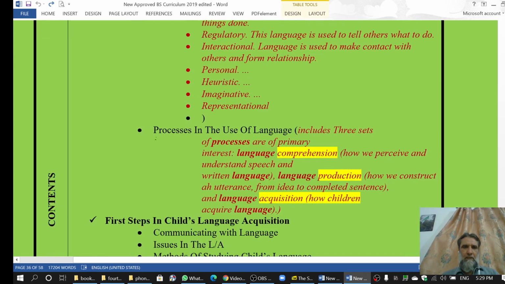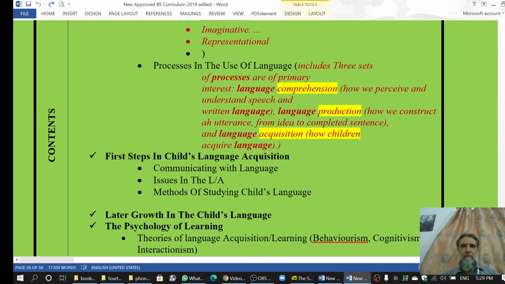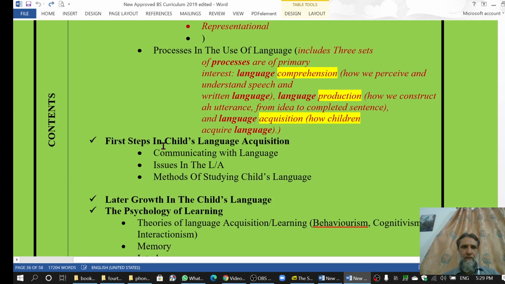So we are now here in the processes in the use of language. There are three major processes. The first is the comprehension, the second is the production, and the third is the acquisition, which means how children acquire language. So we are into this topic, the acquisition of a language, first language especially, and we will do comprehension and production a little later. So you can see that we will discuss the first steps in child's language acquisition. So this is our topic for today.